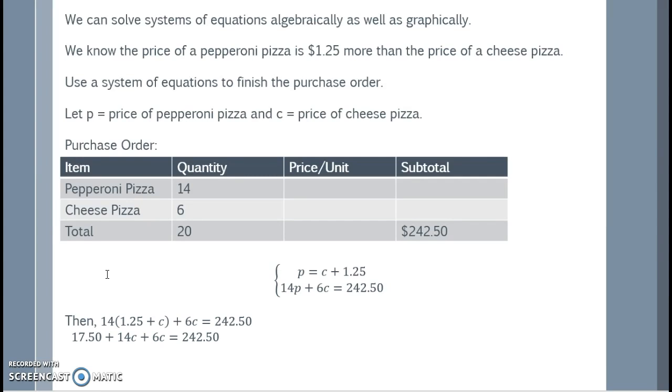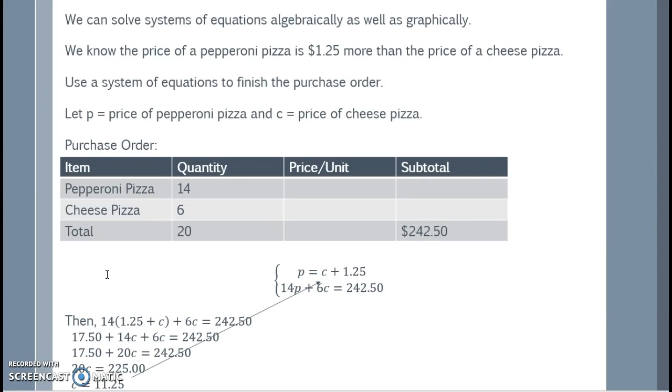So 14 times (1.25 plus C) plus 6C equals 242.50. I can distribute the 14, giving me 17.50 plus 14C plus 6C equals 242.50. Combining like terms, I have 20C plus 17.50 equals 242.50. Subtract 17.50 from both sides gives me 20C equal to 225. Divide by 20, C equals 11.25. So a cheese pizza is $11.25.